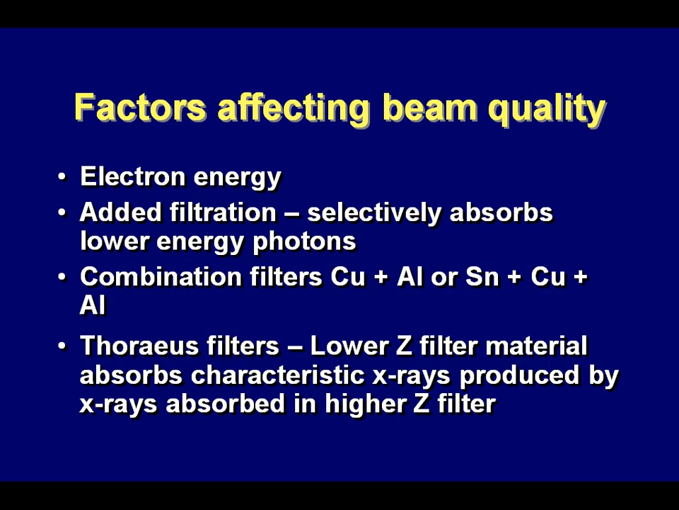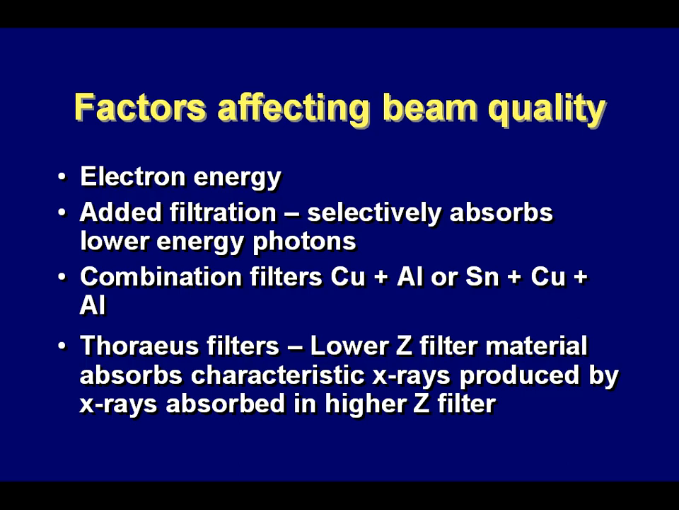So, what are the factors that affect beam quality? First, the most important factor is the electron energy. The energy of the electrons that are used to produce the Bremsstrahlung X-rays, the accelerating potential. For example, in a 10 MV X-ray beam, you'll accelerate the electrons to 10 million electron volts. That's the main factor. The other factor is added filtration, and that occurs mainly with orthovoltage X-rays. You put in added filtration to selectively absorb the lower energy photons.